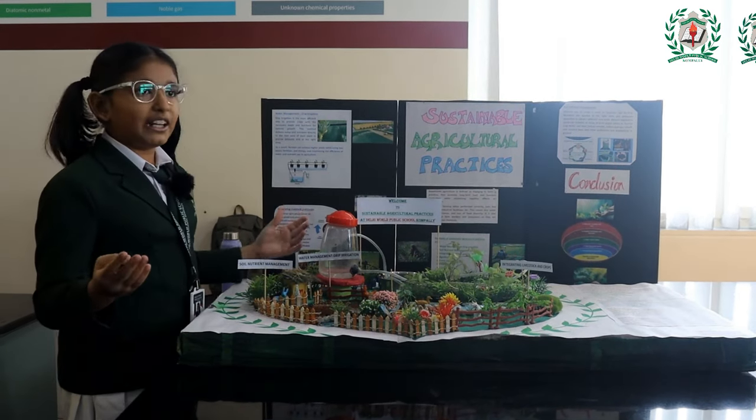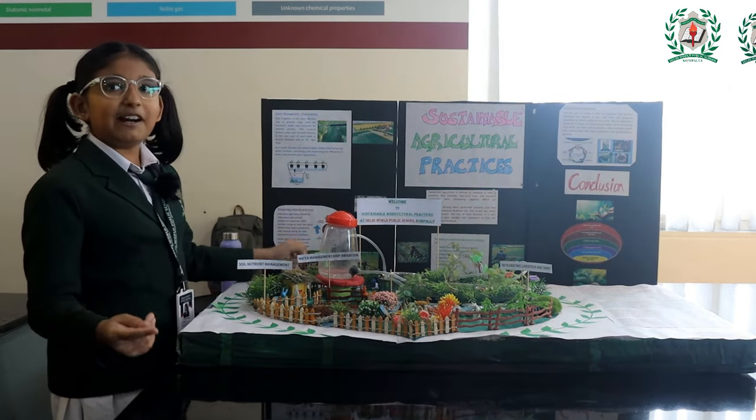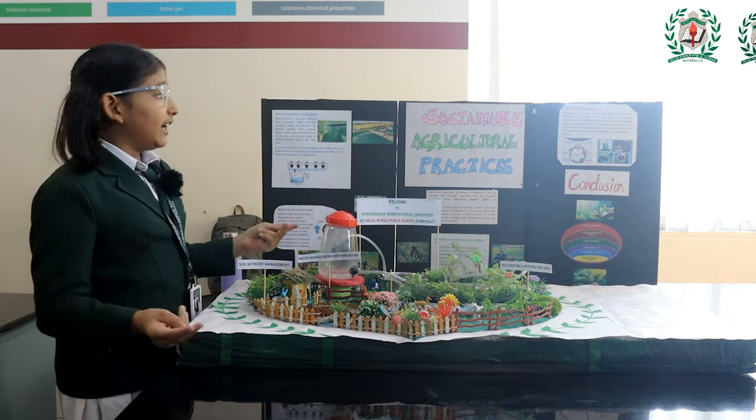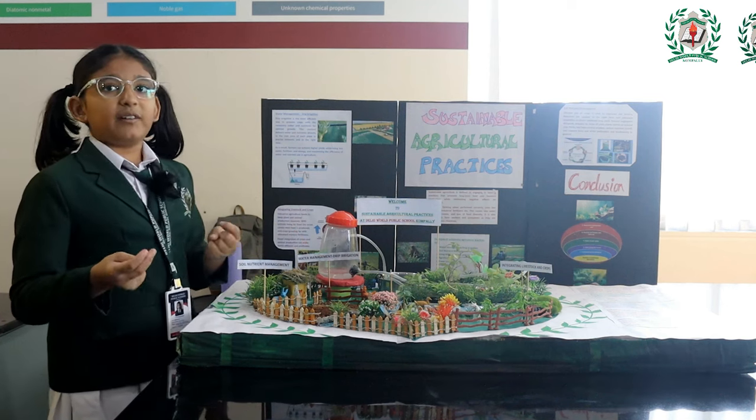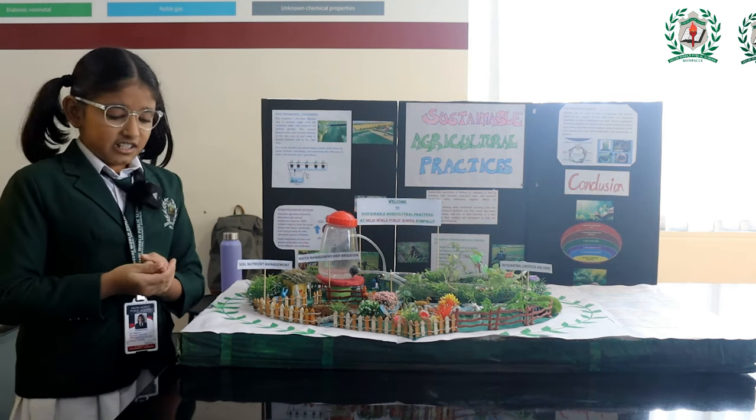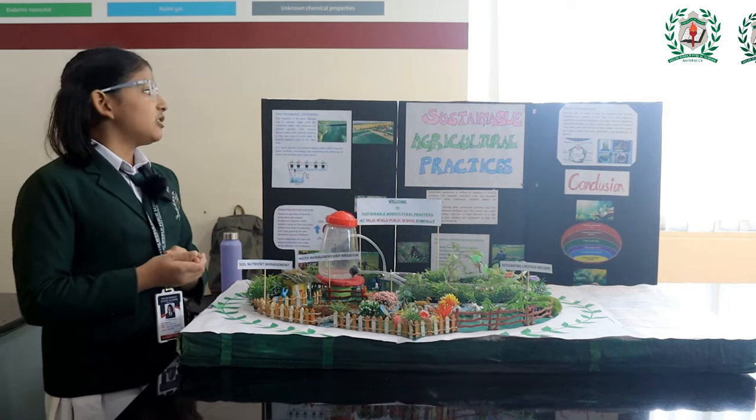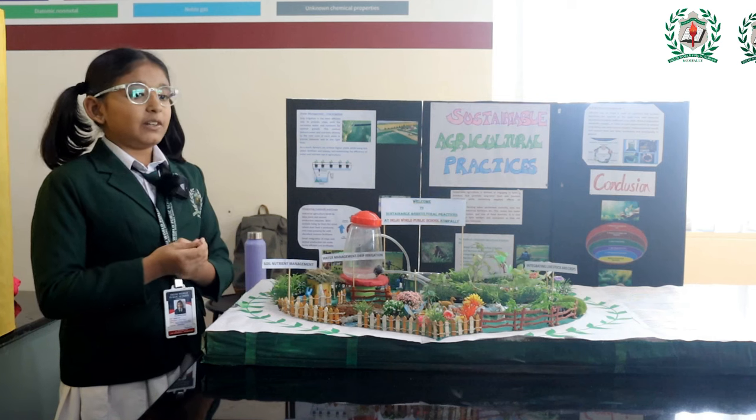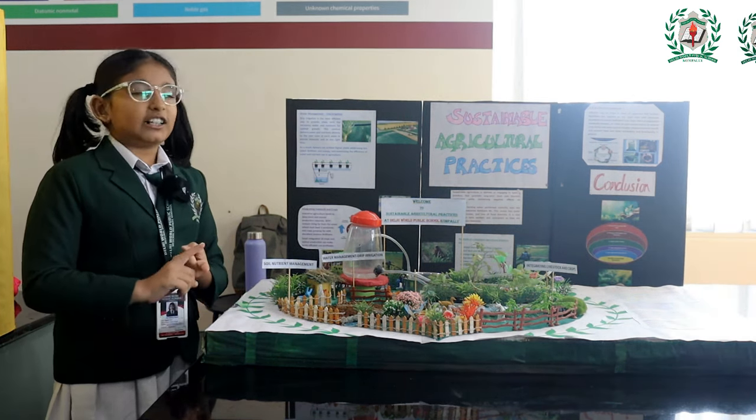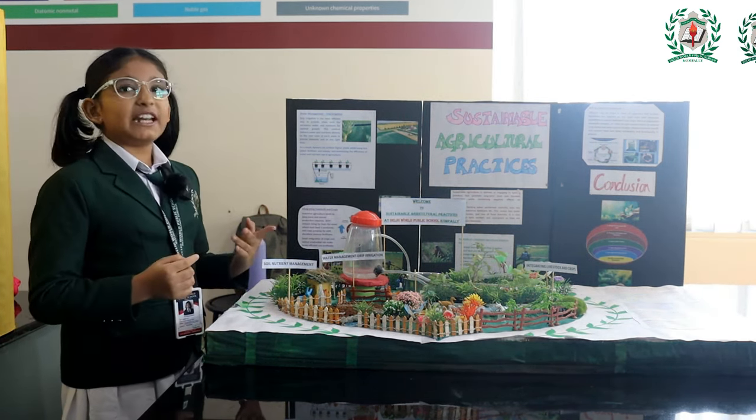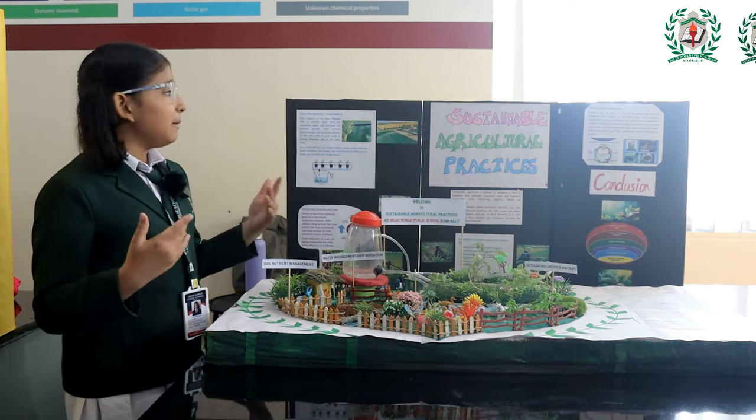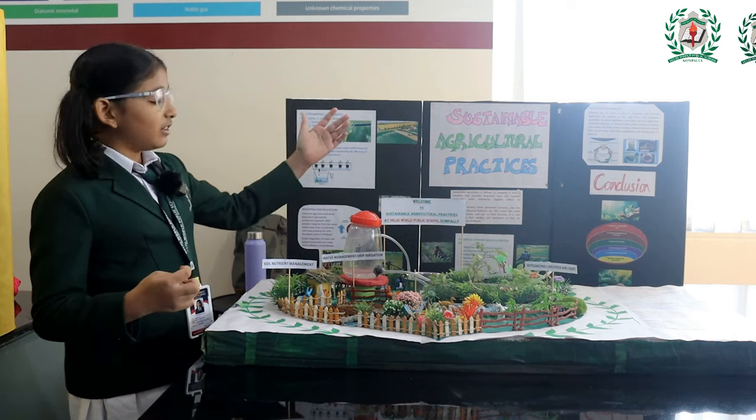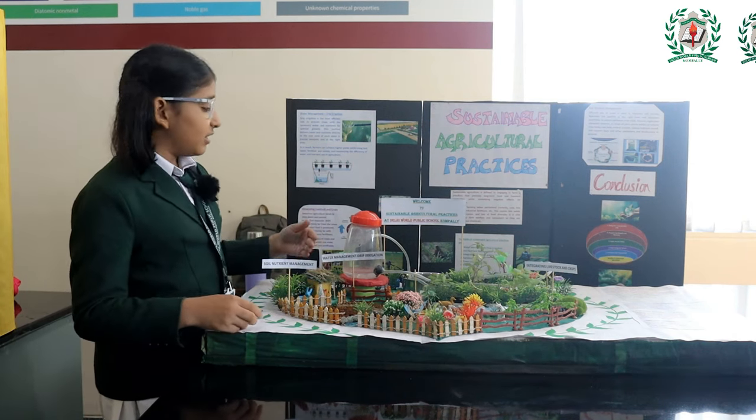So let's start with the meaning of sustainable agricultural practices. What do sustainable agricultural practices mean? Agricultural practices means we need some resources in growing crops. Growing crops means we need soil, water, sunlight. Sustainable means we save them. So when we are doing agricultural practices, we save the resources.